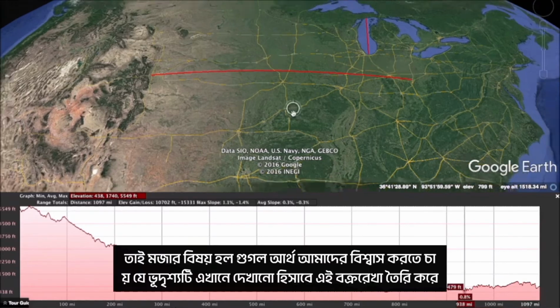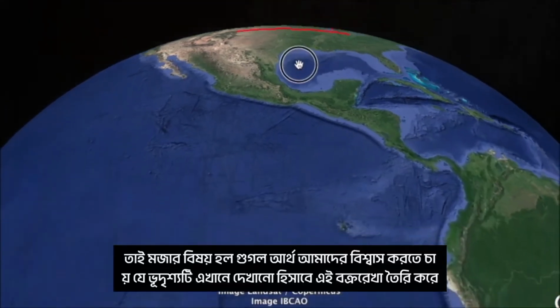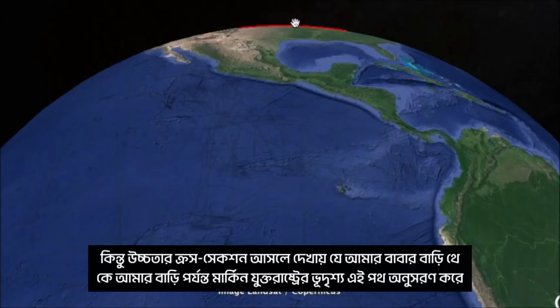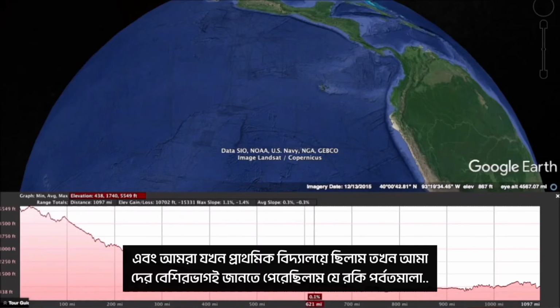So what's interesting is Google Earth wants us to believe that the landscape makes this curve as shown here. But the elevation cross section actually shows that the landscape of the United States from my dad's house to my house follows this path.